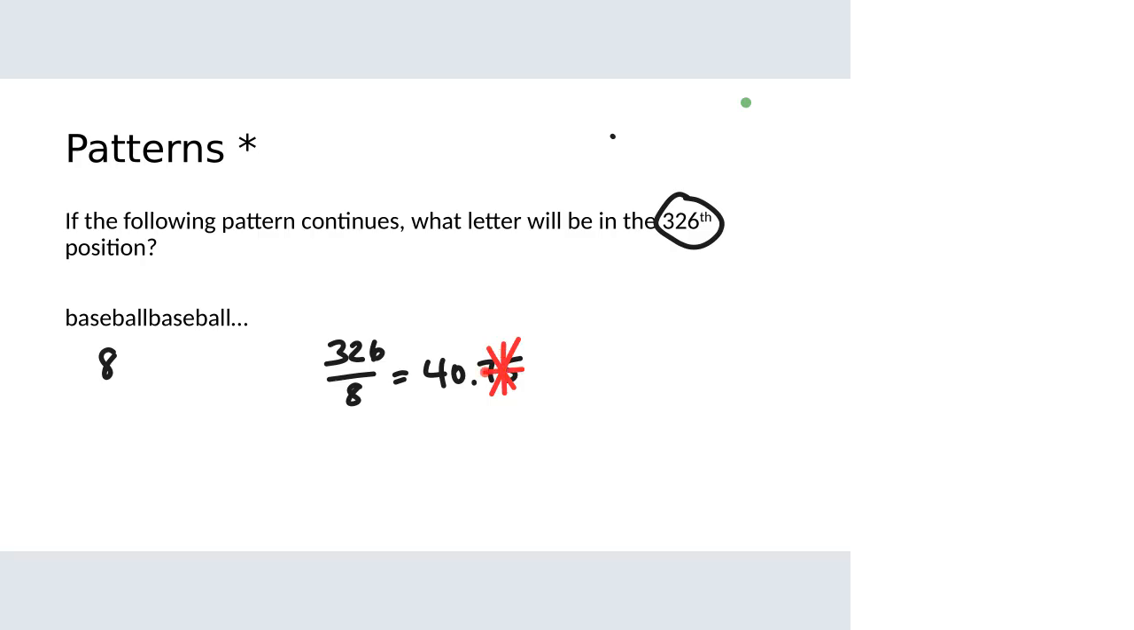We'll talk about other number-based systems later in the semester, but that decimal is not an indicator of where our letter is going to be. What we get here, though, is we're going to have 40 complete baseballs as we work our way towards 326. And when we do 40 times 8, that'll be 320. So the word baseball is going to end at number 320, and now I just need to count the rest of the way to 326. And there's 321, 2, 3, 4, 5, 6. It's actually the second A in baseball that we land on this time, but sure enough, in the 326th position is the letter A.